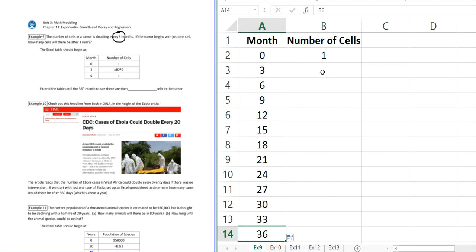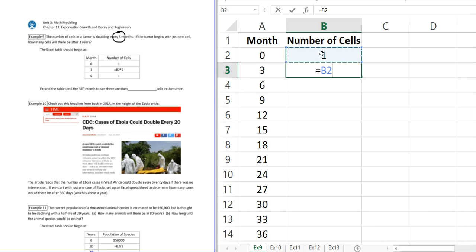Now, over here in my number of cells column, we'll start with equals because we're going to tell it to do some math. And we want it to double. So we want to cell reference this initial starting quantity, so we're able to extend the spreadsheet. And we want to multiply that times 2 because we're doubling. And then we're going to hit enter.